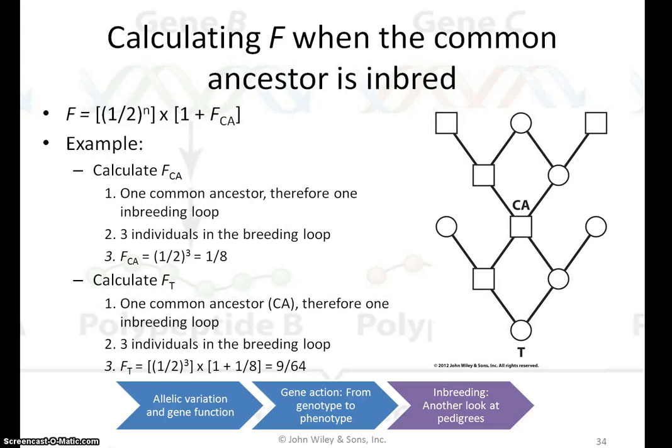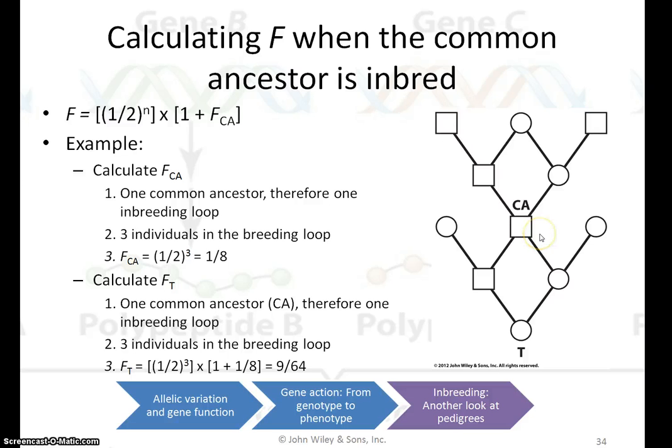All right, but what if the ancestor himself is inbred? Well, that's a different calculation. You have to multiply your inbreeding coefficient by the sum of 1 plus the same coefficient for the common ancestor. Okay, that sounds a little complicated. Let's do an example. Here's your common ancestor.